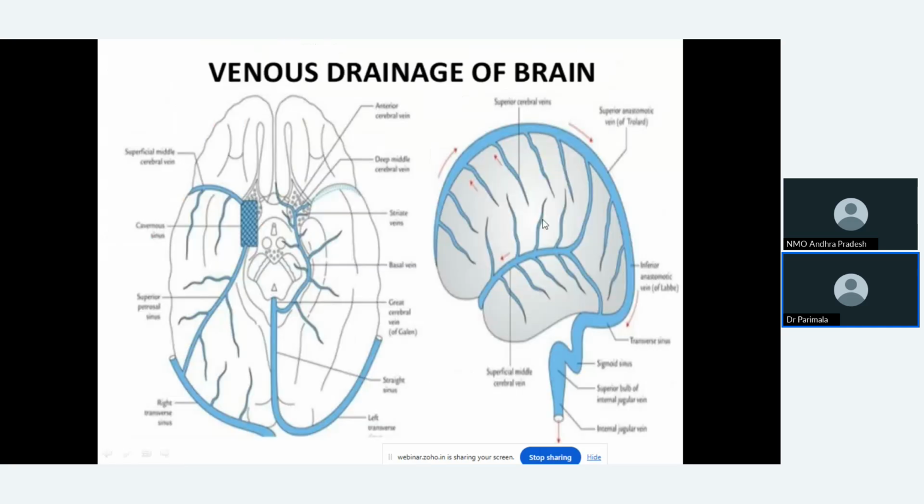Then venous drainage. Only these two diagrams are there. Venous drainage is beyond your level, they will be expecting only arterial supply, but still, for completion's sake, just I am telling. Remember the code: arterial supply is by anterior cerebral, middle cerebral, posterior cerebral, whereas venous drainage is by superior cerebral veins, middle cerebral veins and inferior cerebral veins. Is that clear?